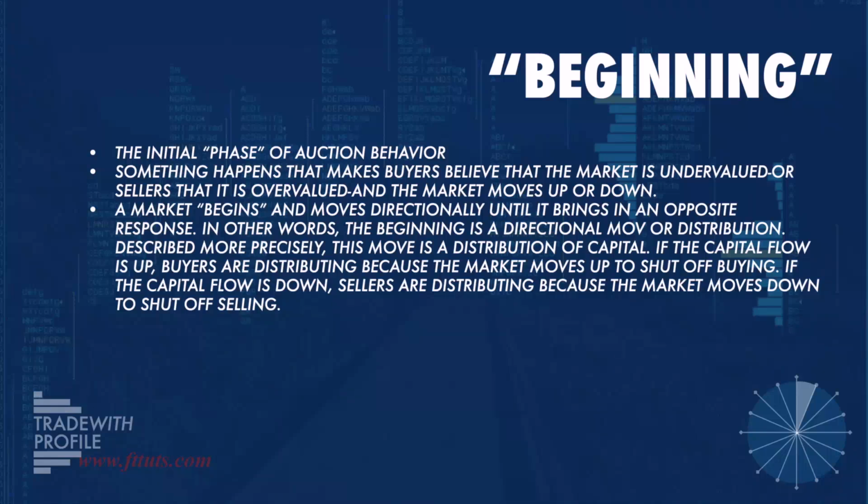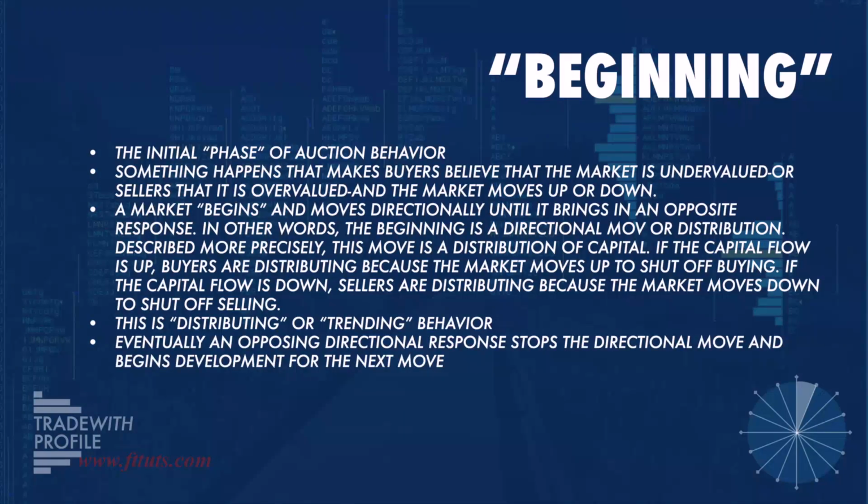Described more precisely, the move is a distribution of capital. So if the capital flow is up, buyers are distributing because the market moves up to shut off buying. If the capital flow is down, sellers are distributing because the market moves down to shut off selling. Essentially, the auction will continue in a direction until it finds someone who's like, hey, that's too much, and there's no more participants willing to go in that direction. So this is the distributing or trending behavior. Now, eventually, an opposing directional response stops the directional move and begins development for the next move.